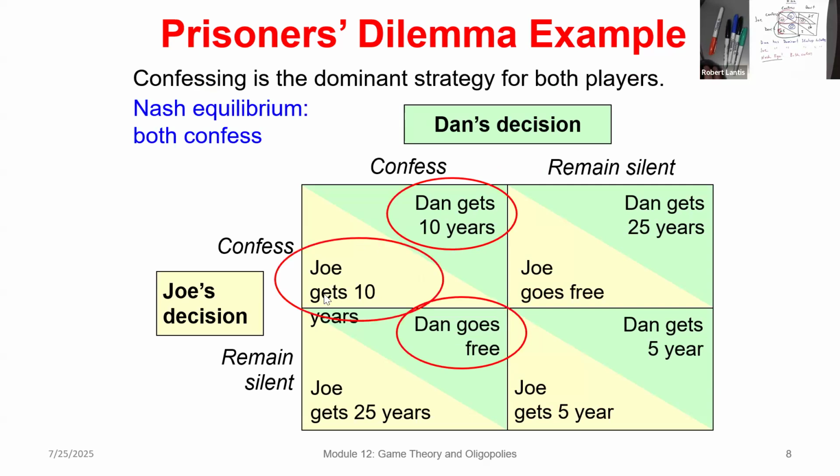If Dan's confessing, what should Joe do? Confess, 10 years is better than 25. If Dan remains silent, what should Joe do? He should confess and go free. So we had two circles in the same box up here where they're both confessing. And we said it's a prisoner's dilemma because if they could agree to remain silent, they could both have less jail time, or both be better off.